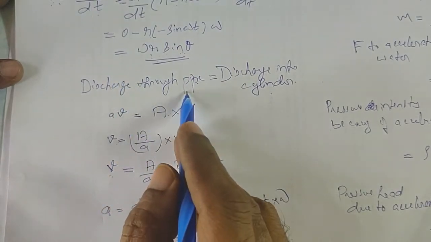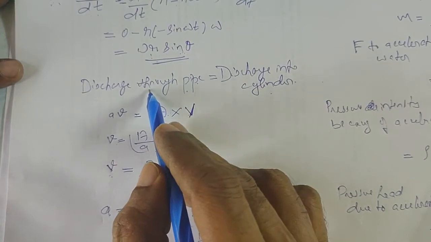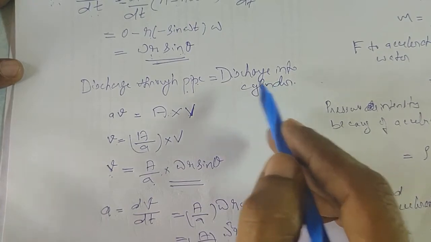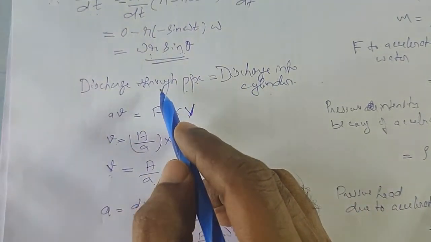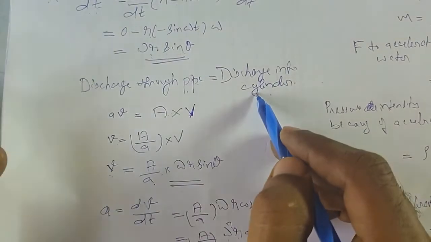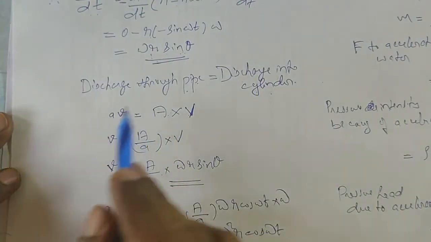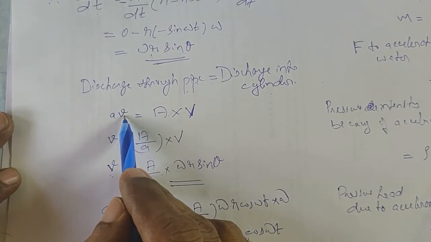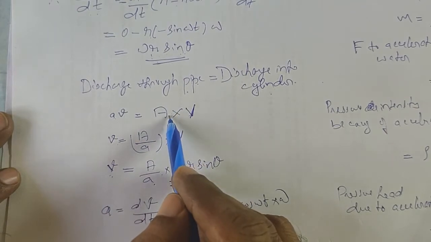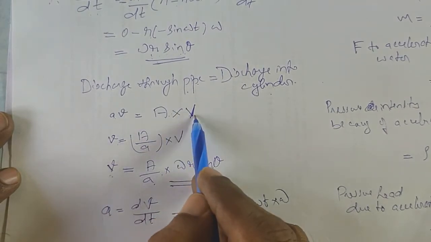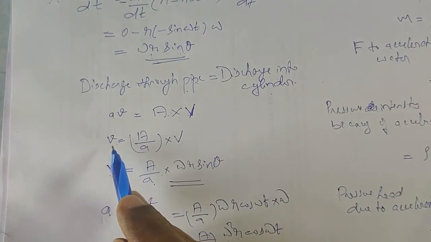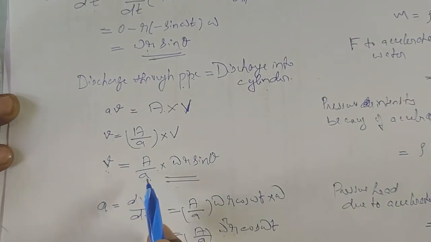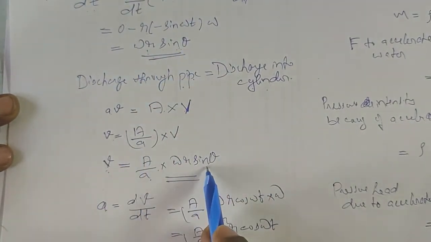For the discharge through the pipe, the continuity equation is applied, so the discharge through the pipe is equal to the discharge into the cylinder. The flow of water in the suction pipe will be equal to the flow of water into the cylinder. If you consider this as the suction pipe, with this area and this velocity of water in the suction pipe, it will be equal to the cross-sectional area of the piston into the velocity of the piston. So the velocity of water in the suction pipe is equal to (A by a) into V, so (A by a) omega r sin theta.